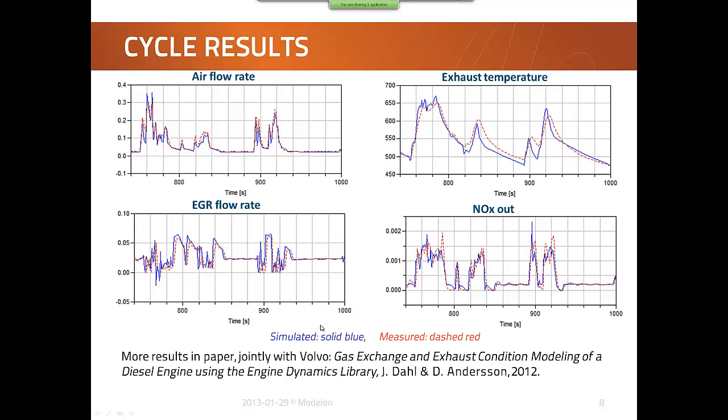We compare simulated values in solid blue and measured ones in dashed red. We can see that we have captured both the airflow rate and the EGR flow rate. The transient exhaust temperature is quite good, especially given the relatively low complexity of the heat transfer model. And the outlet nitrogen oxide, we have captured at least the transients pretty good, which is critical for exhaust aftertreatment system dimensioning.